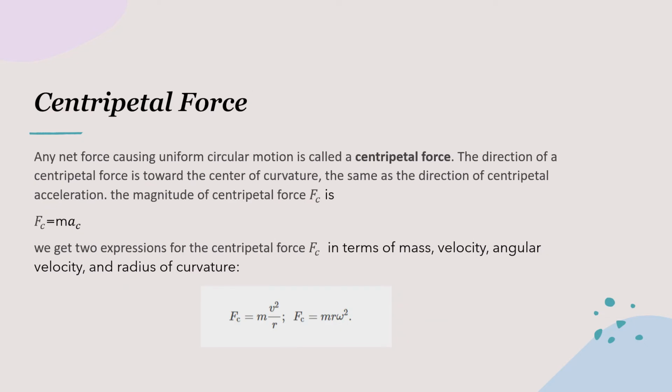Centripetal force. Any net force causing uniform circular motion is called a centripetal force. The direction of a centripetal force is toward the center of curvature, the same as the direction of centripetal acceleration. The magnitude of centripetal force, Fc, is m·ac. We get two expressions for the centripetal force Fc in terms of mass, velocity, angular velocity, and radius of curvature.